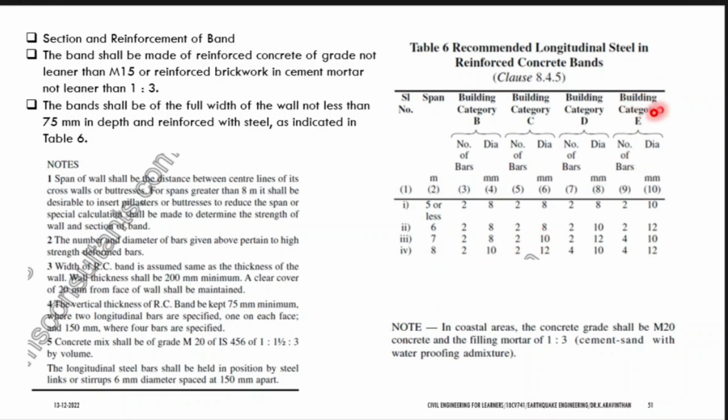It is given here. Note that category E is zone 5. For zone 5, 4 bars are required up to 12 mm. If you are having span of 8 meter, 4 number of bars of 12 mm dia has to be used. Now in coastal areas, the concrete grade shall be M20. Note that. If you are constructing a normal structure it is okay. If you are constructing in coastal areas, the grade shall be M20 with a mortar of 1:3. Also, waterproofing admixture is required.